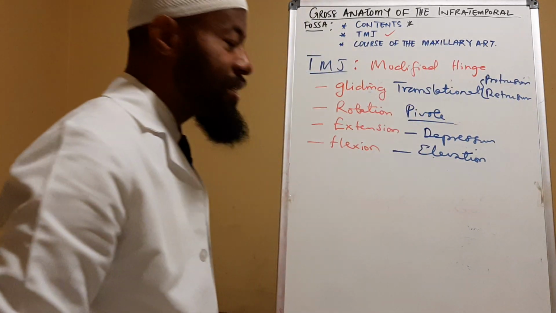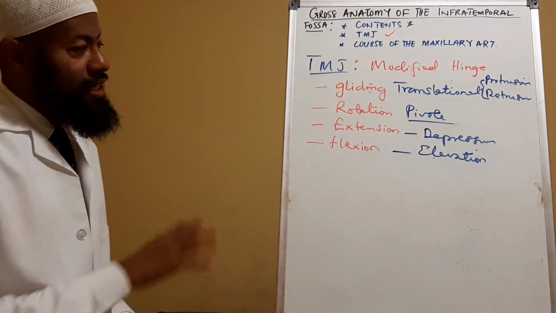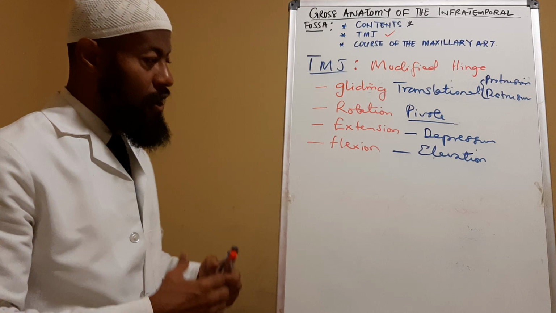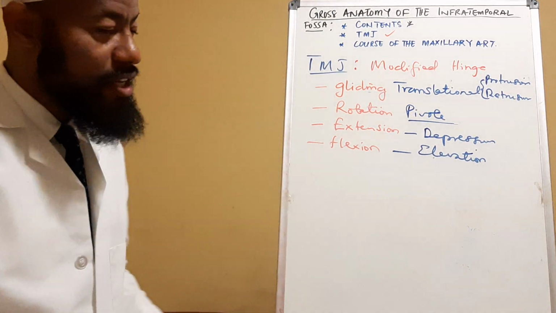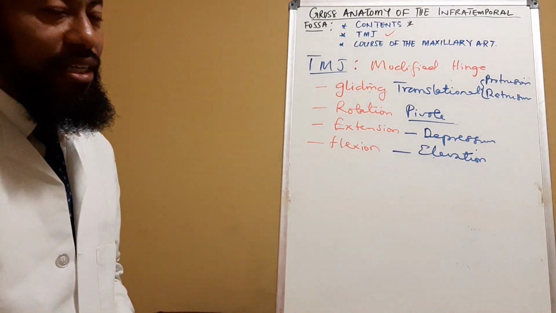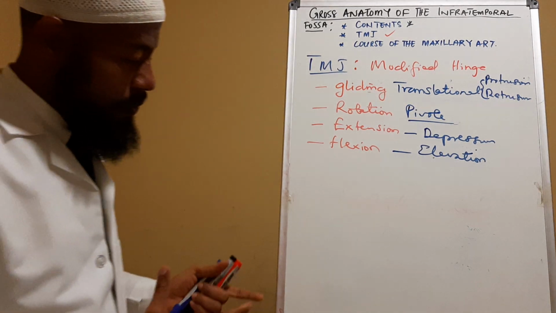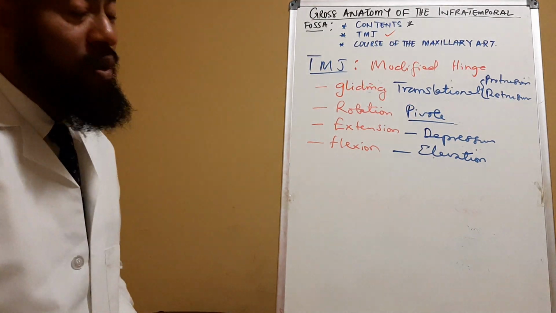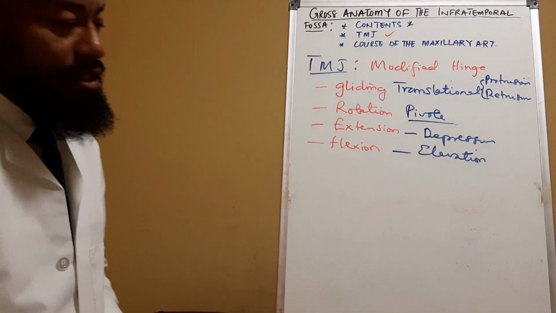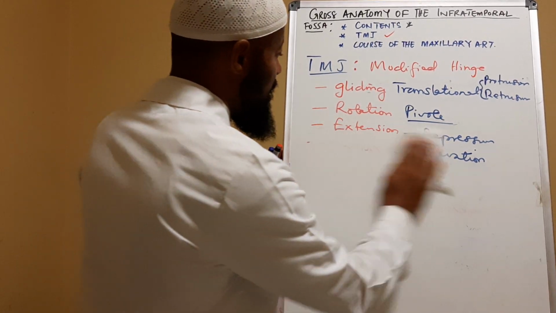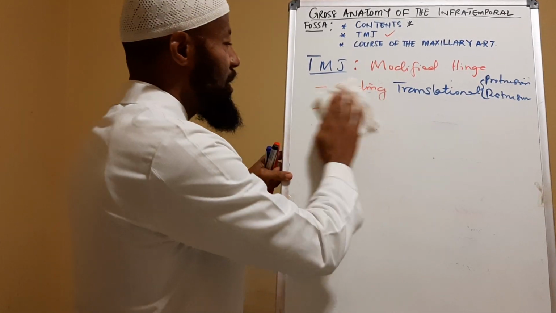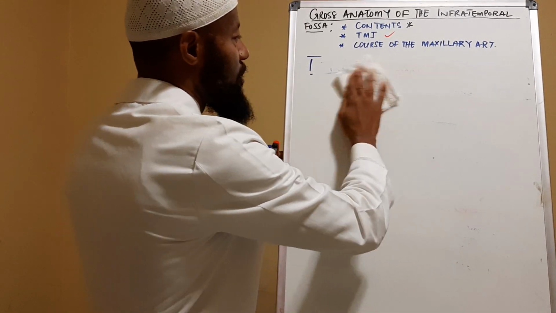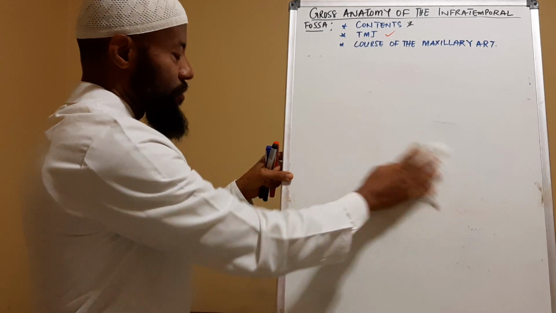Now let's look at the joint itself. These movements would not be possible if these muscles of mastication are not there. So the muscles of mastication are the temporalis muscle, which we would see, the lateral and medial pterygoid muscles, as well as the masseter muscle. So let's see from a diagram, let's see what's going to happen when we look at the diagram. Let's look at a diagram. All right.